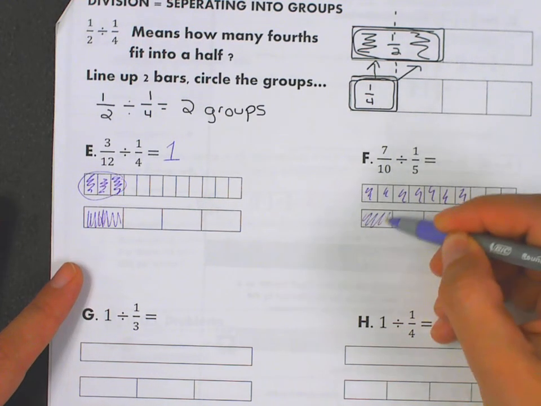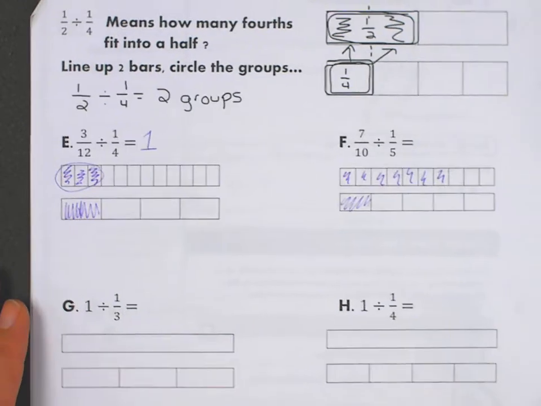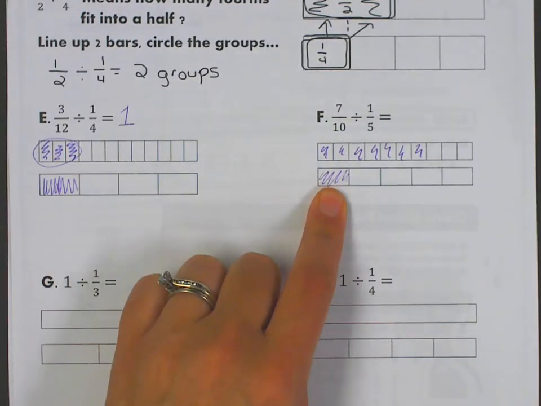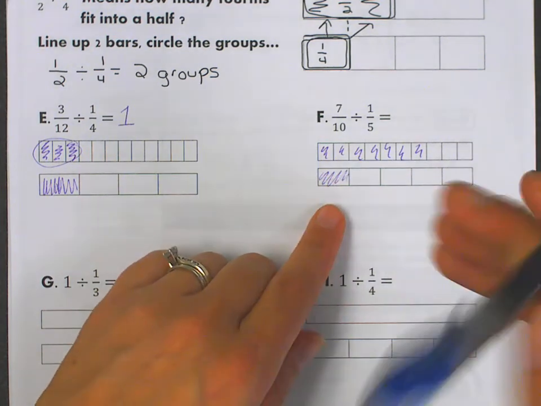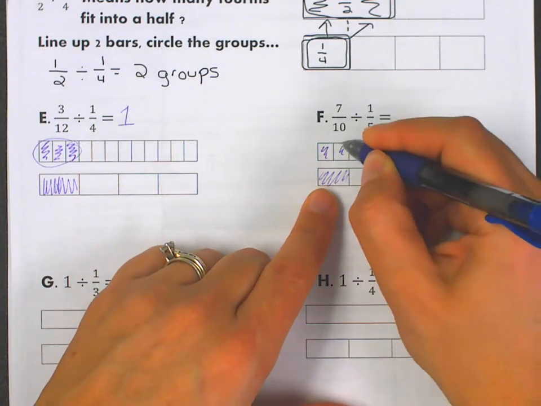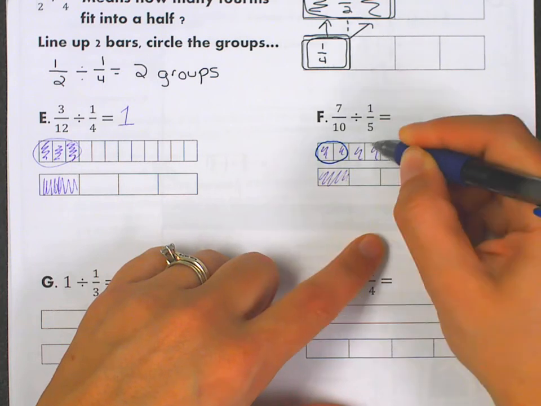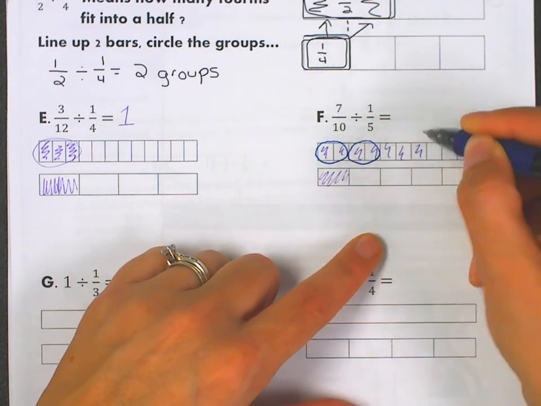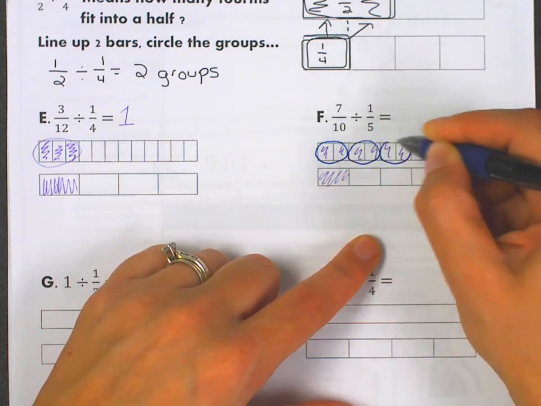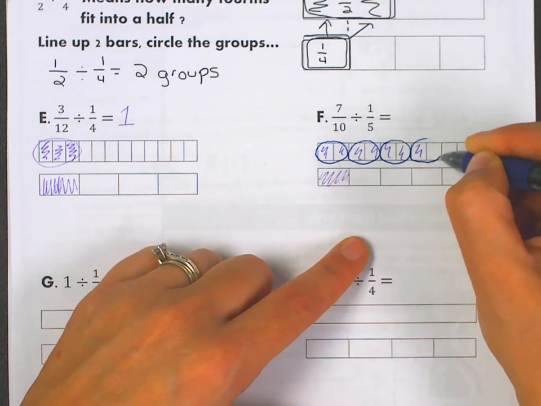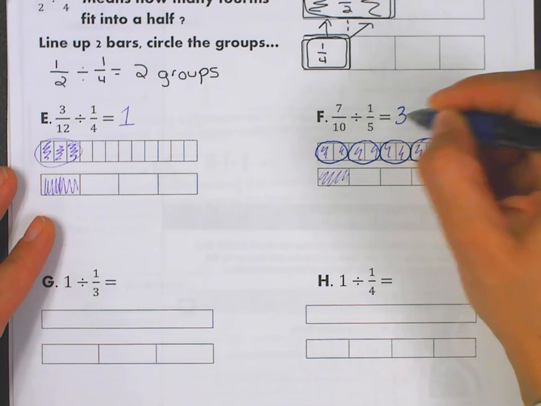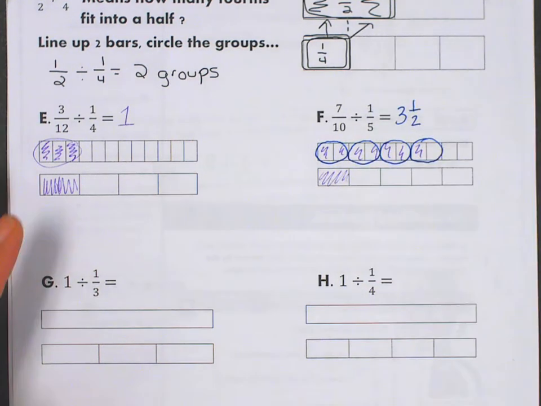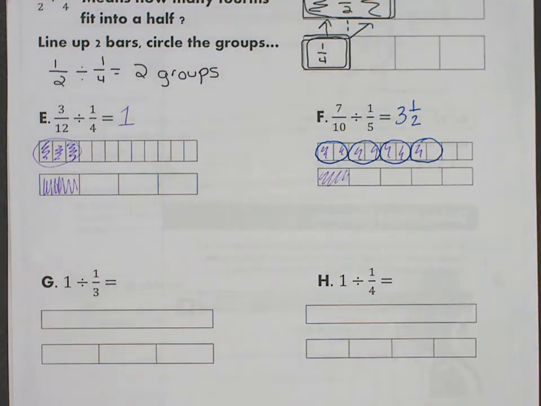Tenths, 1/5. This one's more interesting. How many of these fit up there? So I'm going to circle it. There's one right there. A second one. A third one. This would be a fourth one, but it's not the whole thing. It's how much of it? It's a half. I see 3 of those and half left over there.